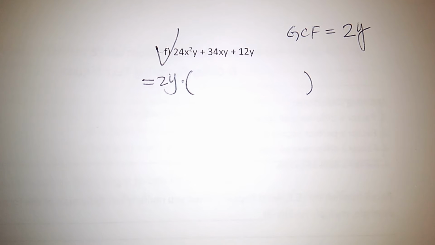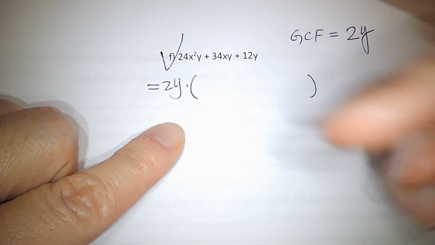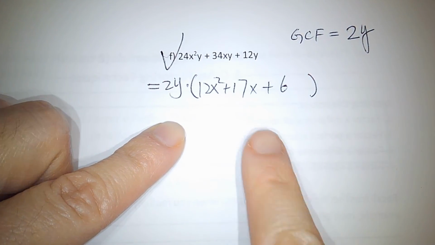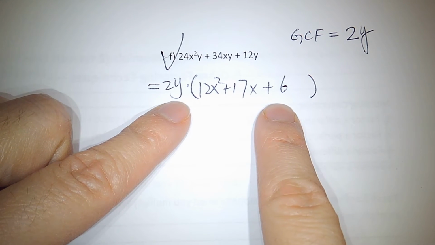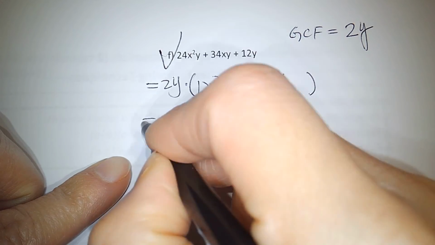You got it? Okay, so what do you have inside our parentheses? 12x squared plus 17x plus 6. Agree with Daniel? Yeah. Okay, now we're going to use the FOIL method.